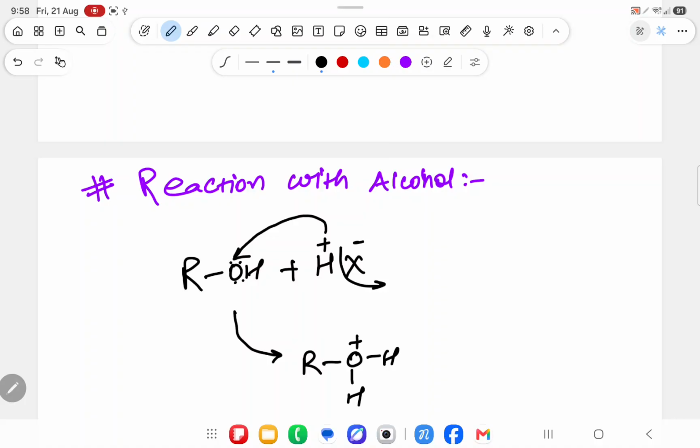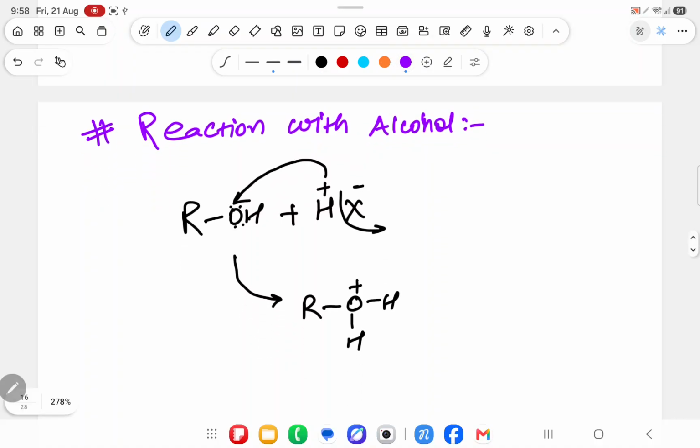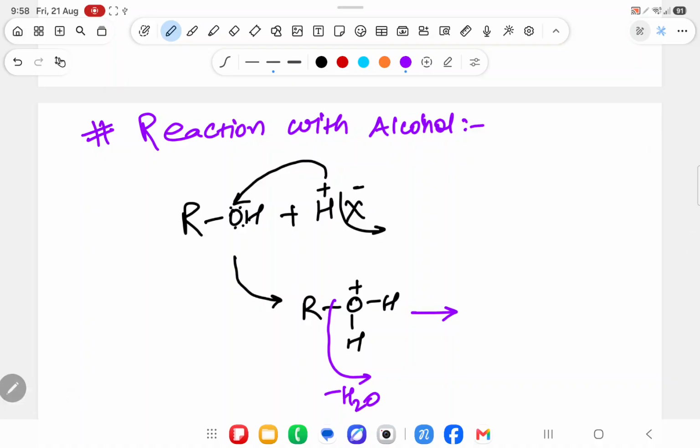As it is getting a positive charge, what will it do? It will try to remove the water from here, and the water will go outside. After the water goes outside, what do you get? You get R plus. Once you get R plus, X minus comes over here, they react, and after reacting they form RX.